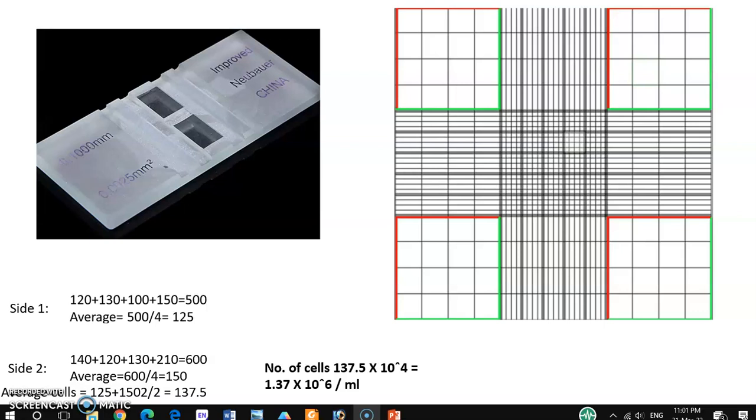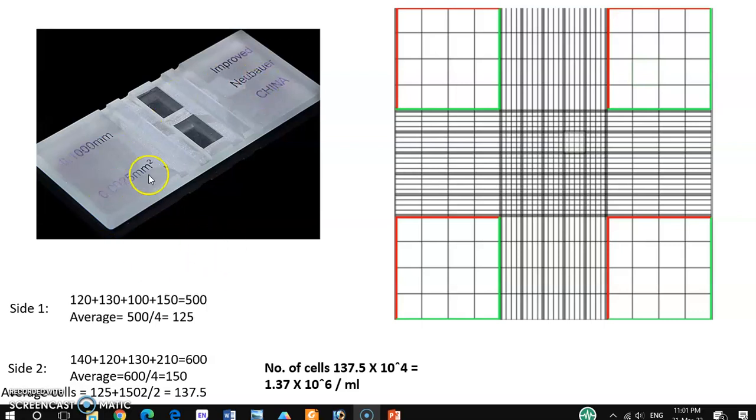In this tutorial video, I'll explain how to count cells using a hemocytometer under my microscope. This is a very easy and shortcut method for counting cells very easily and very accurately. So let's move on to the tutorial part, and stay tuned until the end of this video.